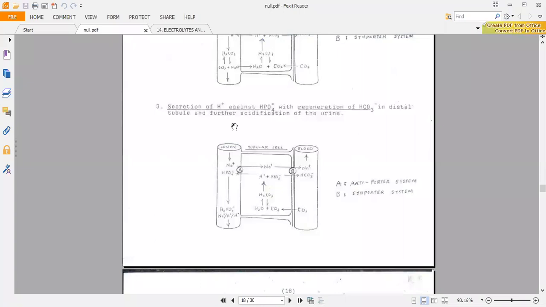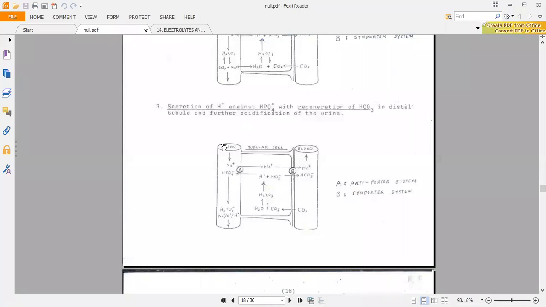Now remember, all we are doing is that we want to excrete H plus. There is a lot of H plus in the system. We want to excrete the H plus ions, and not only do we want to excrete the H plus ion, but we also want to produce bicarbonates. So those are the two principles underlying all we are doing.